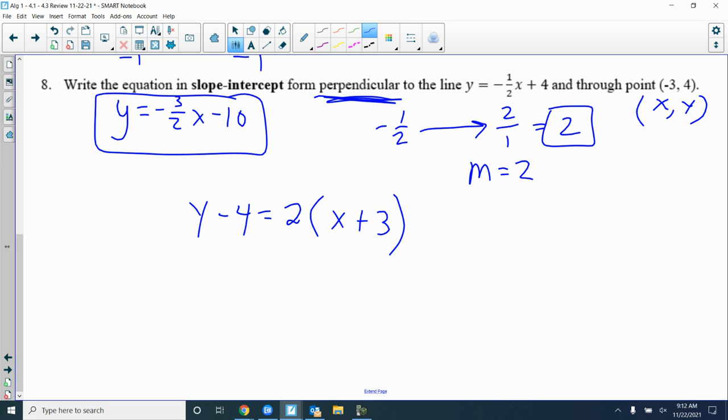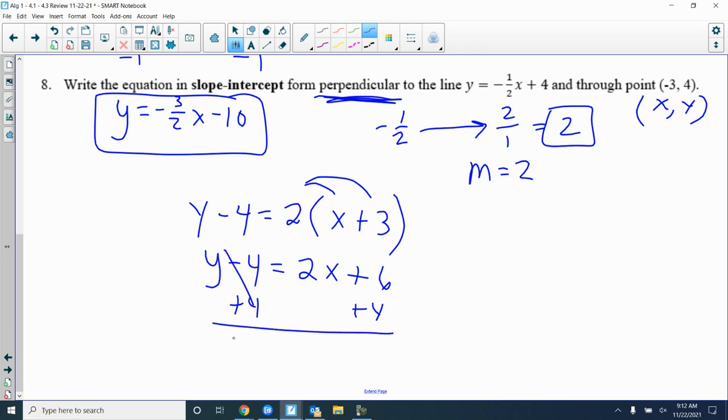All right. Now what? Jenna, go. Distribute the what? Okay. So what do you got? Y minus 4 equals 2x plus 6. Okay. What's the last step? Plus 4. And we're done. Finish it off. Y equals 2x plus 9. Was that the last one, guys? Yeah. Now listen, it wasn't that many of them, was it?